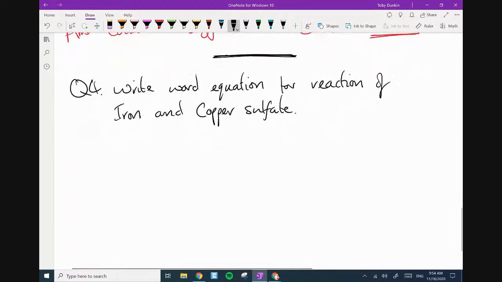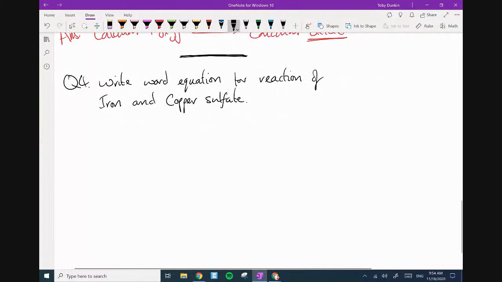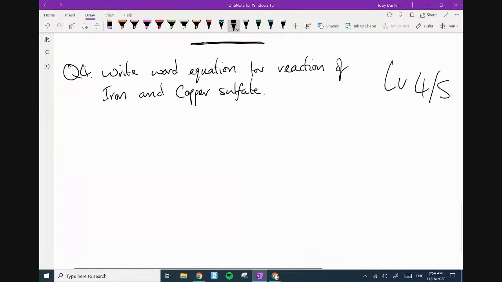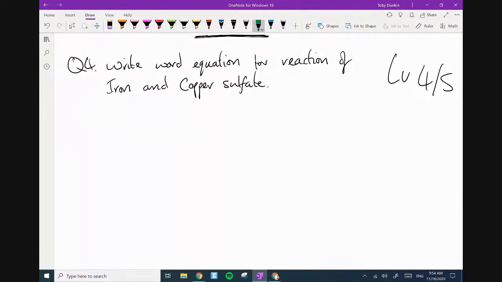Now what they're doing is getting you to recognize that there are going to be multiple products. So again, levels still between 4 and 5, because we're in the word scenario. I'd like you to pause the video, please, and have a go at doing it. So we've got iron. These are the reactants. We've been given the reactants and no products. So these are going to go on the left, plus copper sulfate.